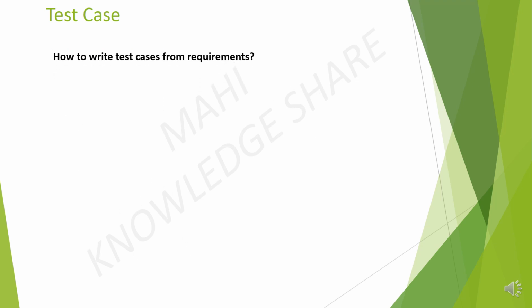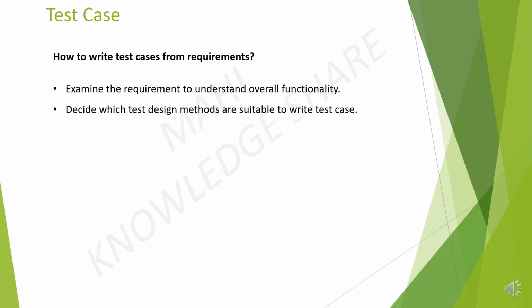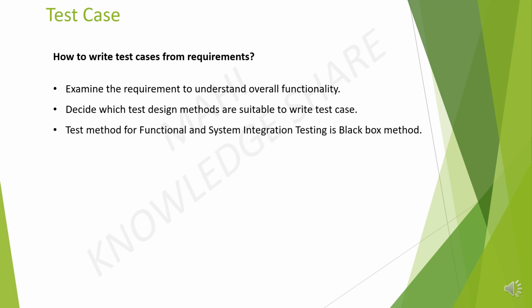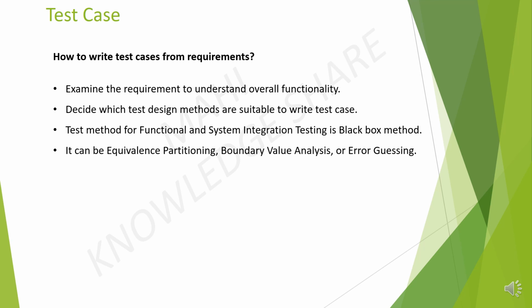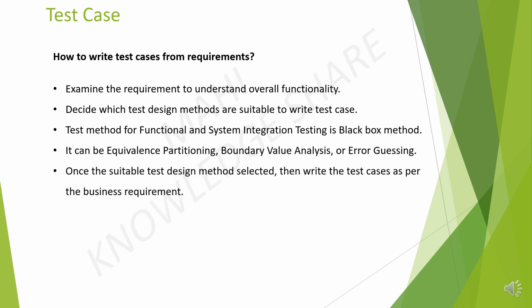How to write test cases from requirements? First, examine the requirement to understand overall functionality. Then decide which test design methods are suitable to write test case. Test method for functional and system integration testing is black box method. It can be equivalence partitioning, boundary value analysis, or error guessing. Once the suitable test design method selected, then write the test cases as per the business requirement. In this way, you will be ensured that all the requirements are testable.